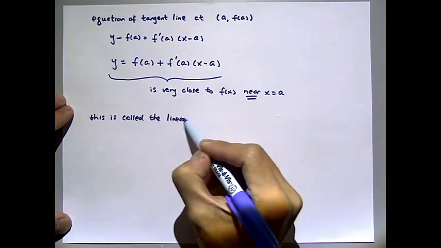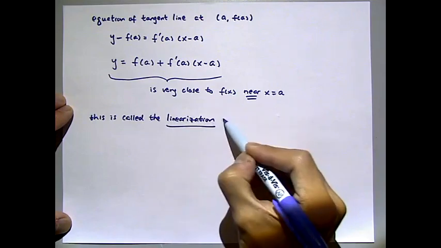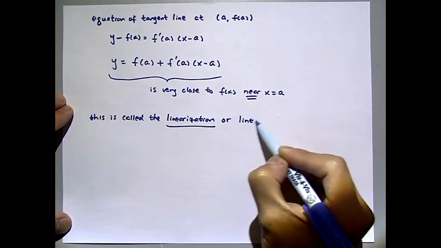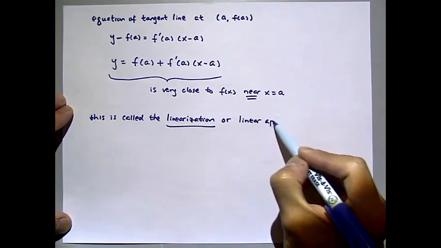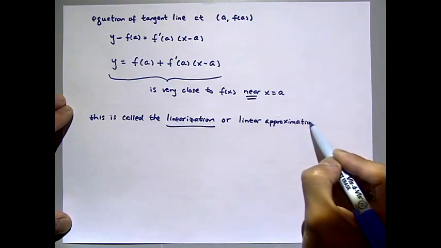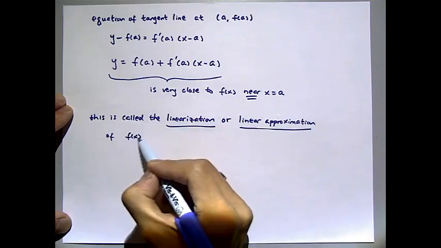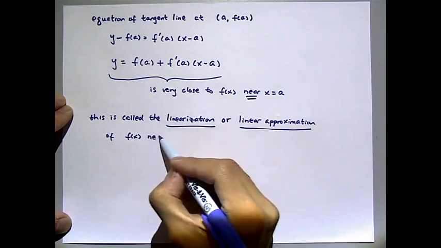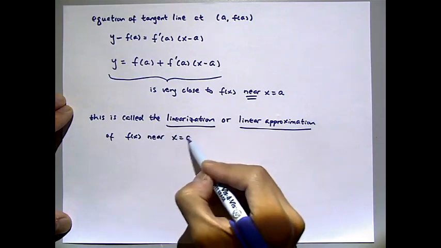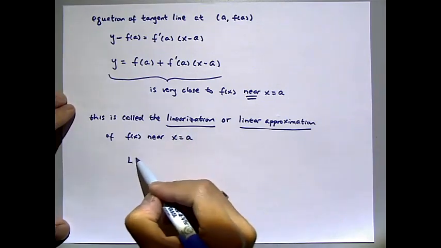And this is called a linearization or linear approximation of f of x near x is equal to a. And we'll use the symbol capital L to denote that.